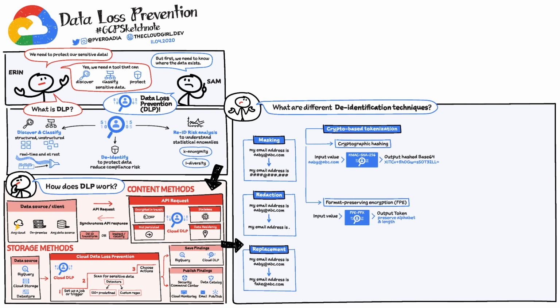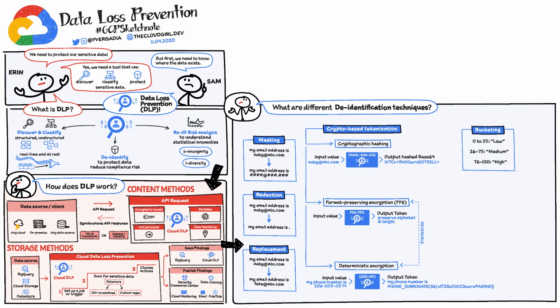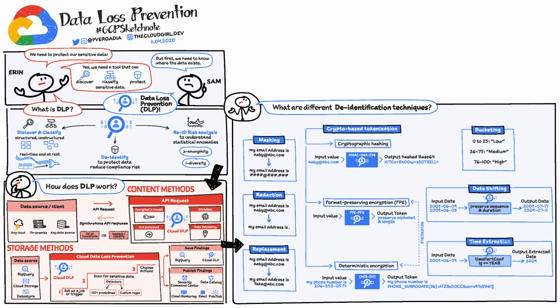Format preserving and deterministic encryption, you can even re-identify those values. Bucketing generalizes a sensitive value by replacing it with a range of values such as low, medium, high, etc. Date shifting. This shifts the sensitive date values by a random amount of time. And time extraction extracts or preserves specific portions of the date and time values.